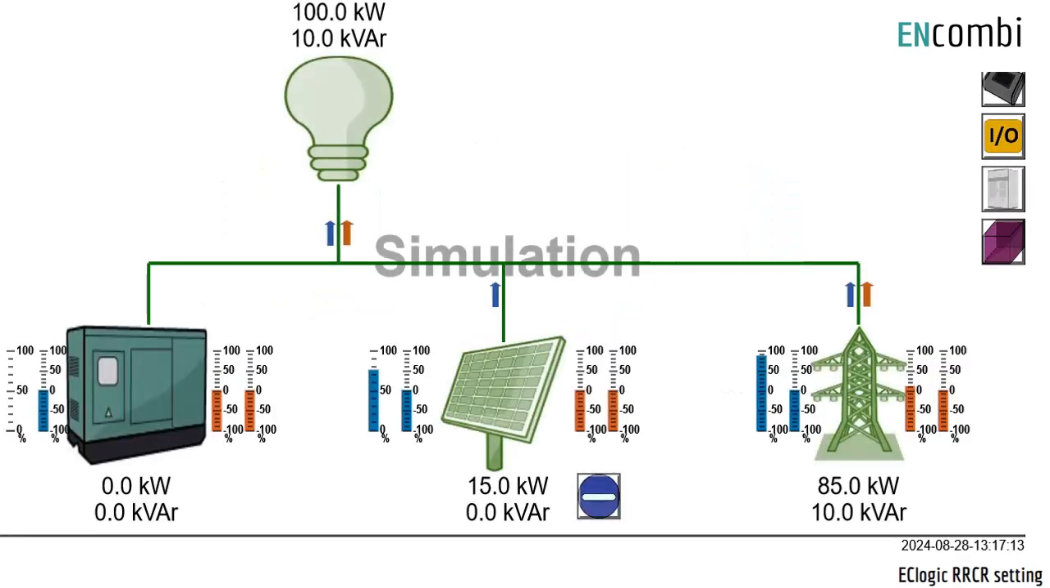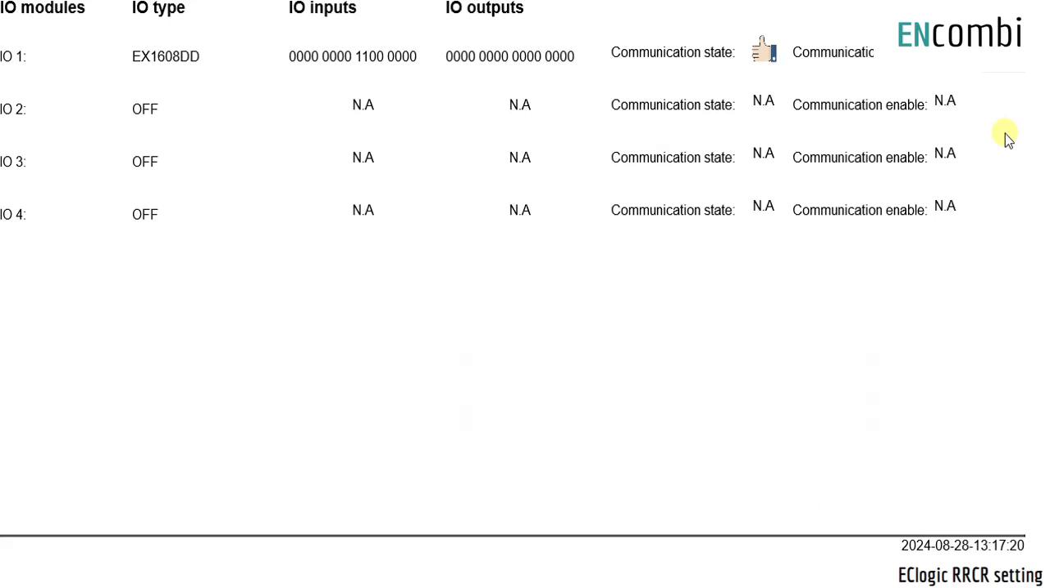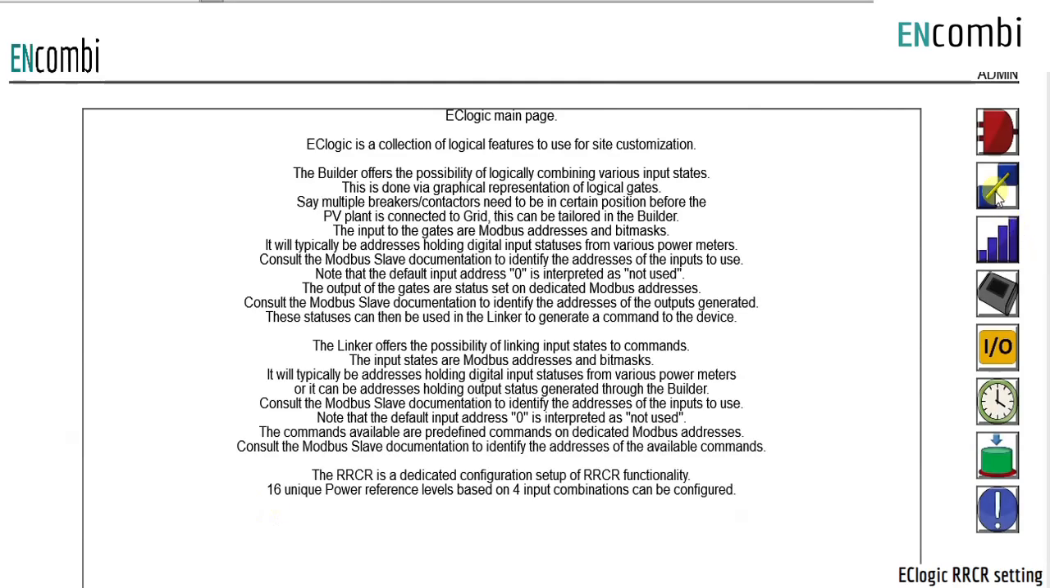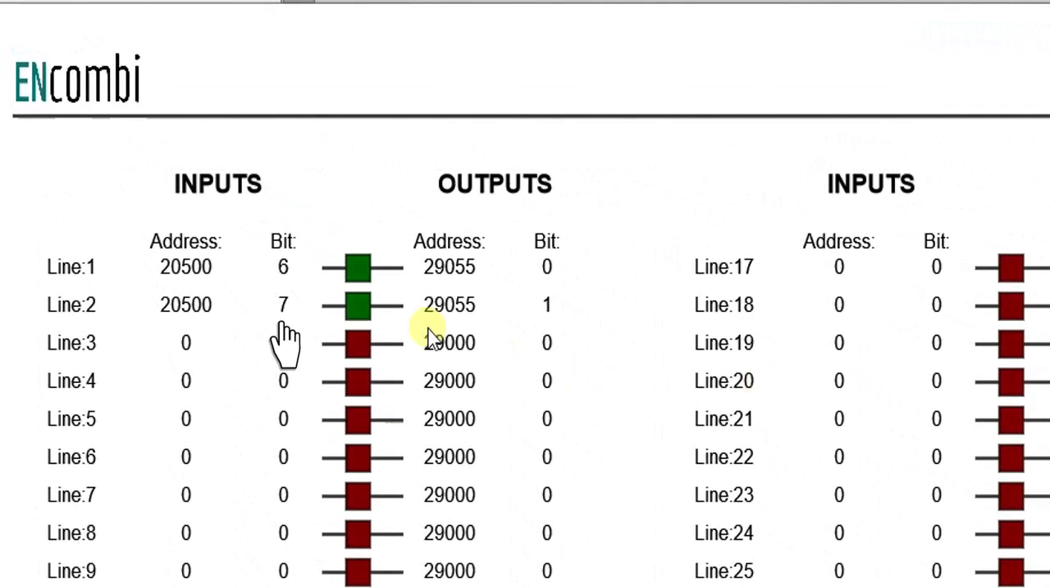The signal status will be available for the connected I/O module under the monitoring of I/O module. Here you can see the controller receiving the inputs on bit 6 and bit 7. These inputs have been configured in the EClogic linker on bit 6 and 7 input address of the I/O module and output address of RRCR output on bit 0 and 1.